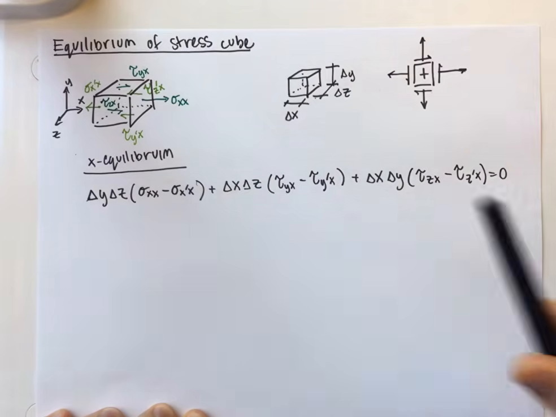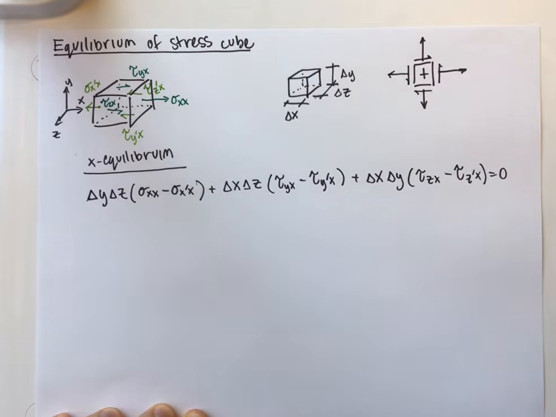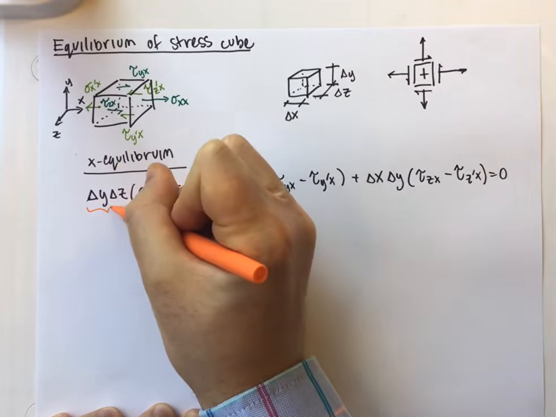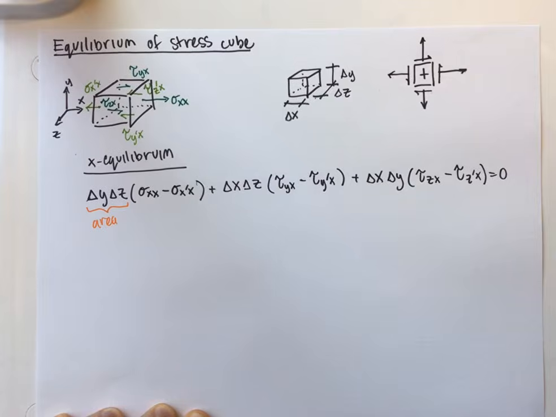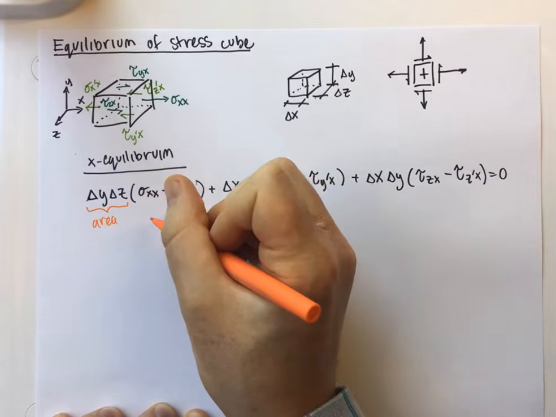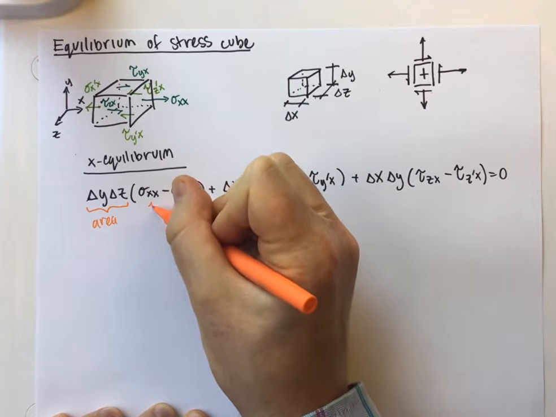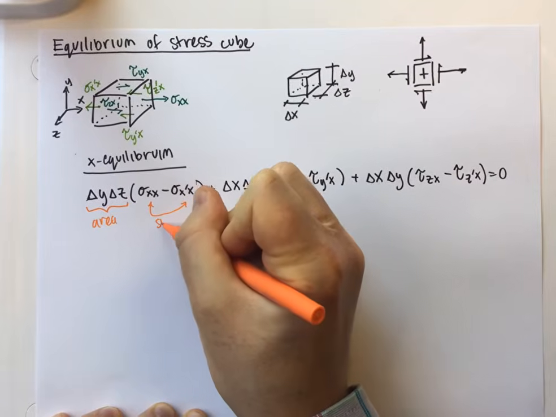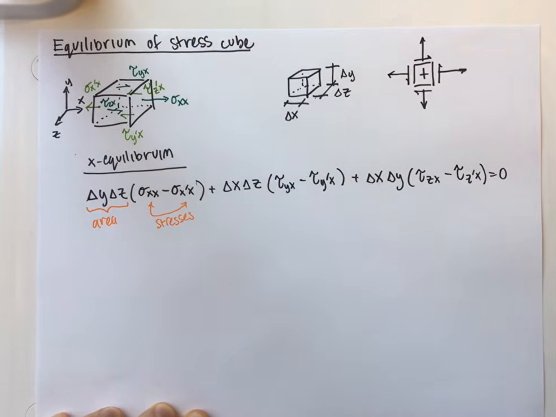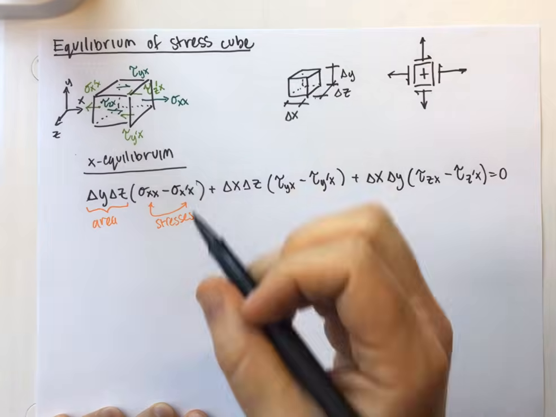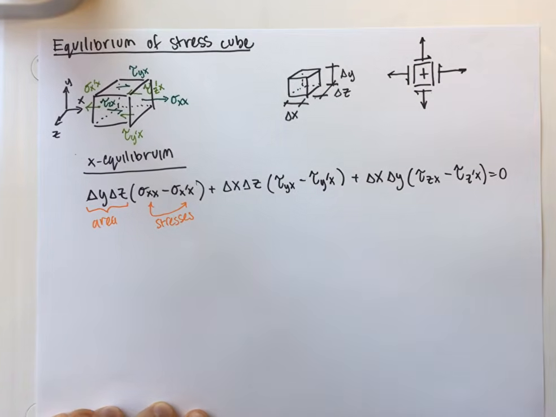So just to reiterate here, this stuff here, this is our area, our little infinitesimal patch, and this is our stress. So these are both stresses, and they're the stress components. And so now we want to ask ourselves, what does this tell us?